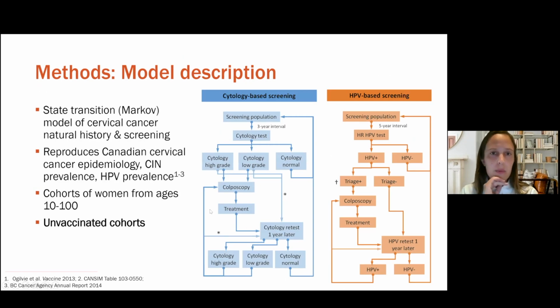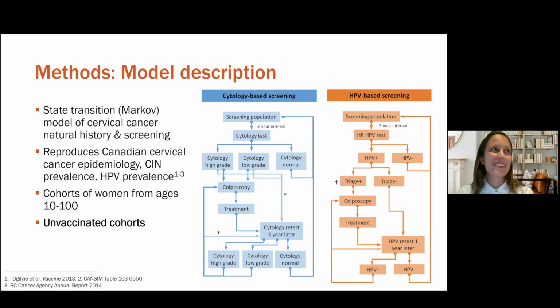So to look at this question, we used a state transition Markov model of cervical cancer natural history and screening. We have calibrated the model to Canadian cervical cancer epidemiology, so it reproduces cervical cancer incidence by age, CIN prevalence, and HPV prevalence by age. The model simulates cohorts of women from ages 10 to 100. And importantly, I want to emphasize that the results I'm going to show today are for unvaccinated cohorts.